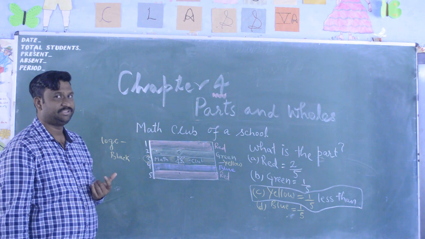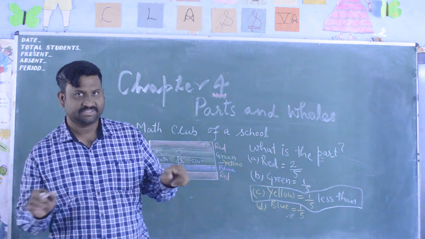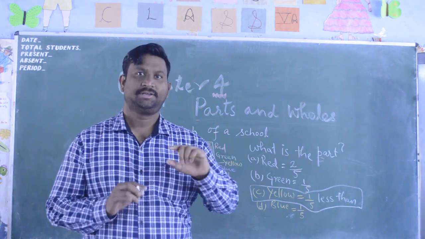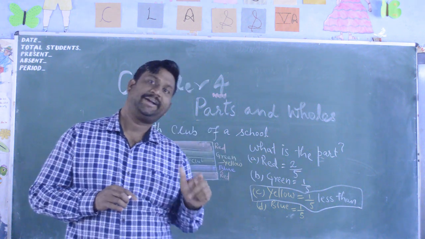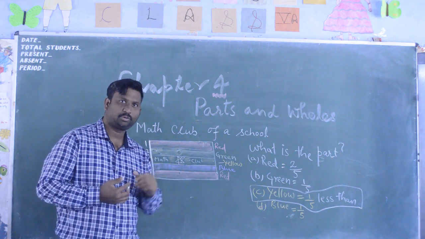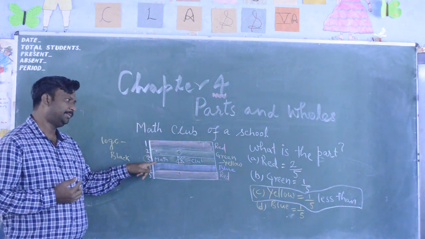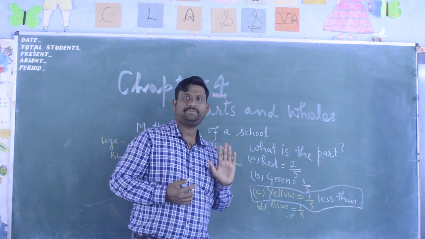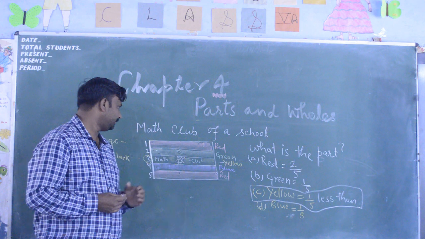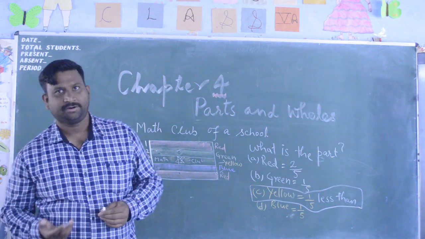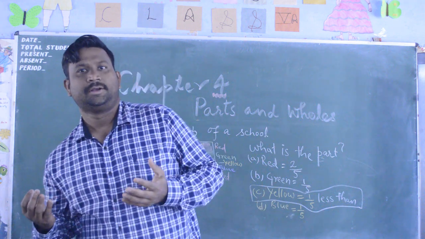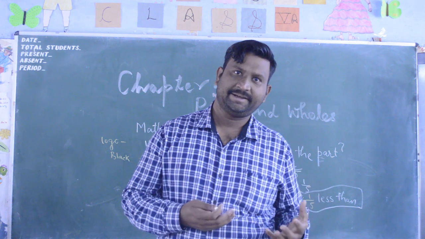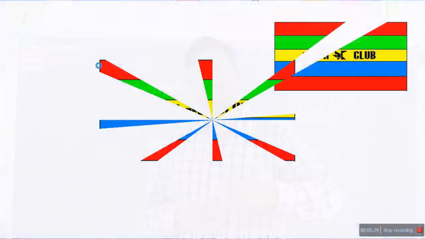In our national flag, the middle portion is a white strip, but because it has the Ashoka Chakra, that occupies some blue portion. So the white portion is less than 1/3 of the total. Similarly here, the yellow portion is less than 1/5. In this way you can make your own flag, your own school flag, your classroom flag, your maths club flag, class library flag. So make one flag.